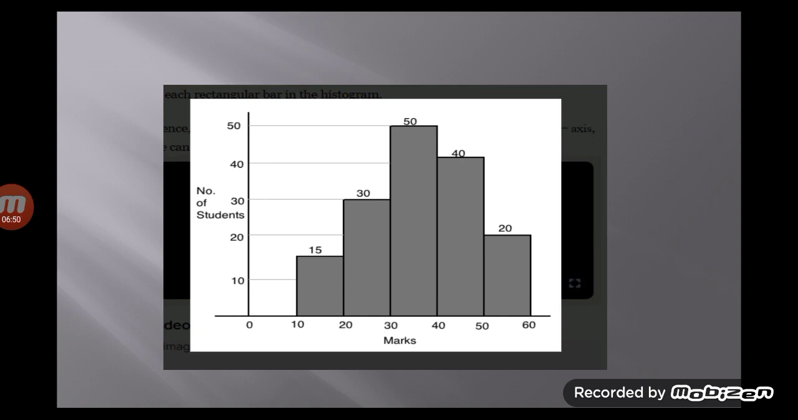For 10 to 20, my frequency is 15, so I have drawn that. Again, the second interval is 20 to 30 with frequency 30, so I have continued my bar diagram from 20. Here I have taken the marks on the x-axis and the number of students on the y-axis. This kind of continuous bar diagram is called a histogram, which is used to find the data's frequency.